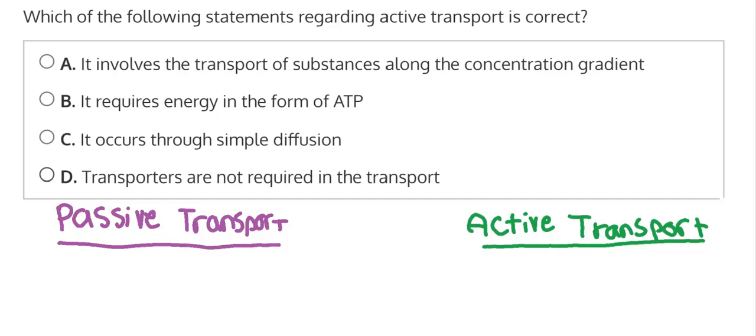Which of the following statements regarding active transport is correct? So let's just break it down, passive transport versus active transport, so we can understand how to answer this question.